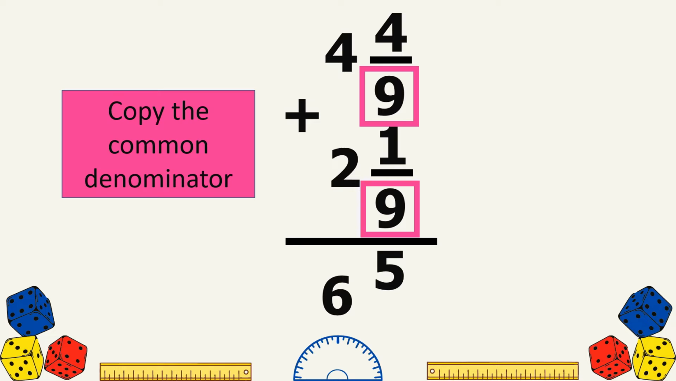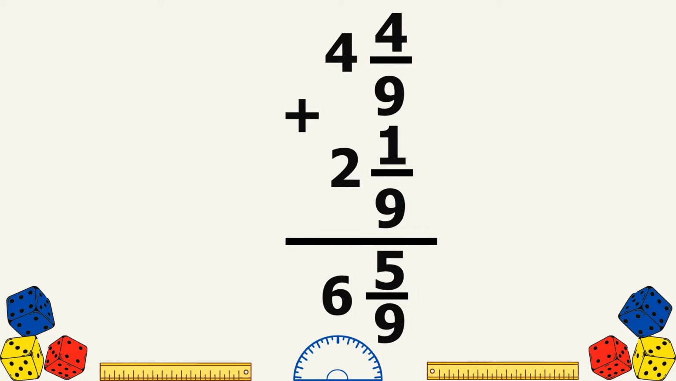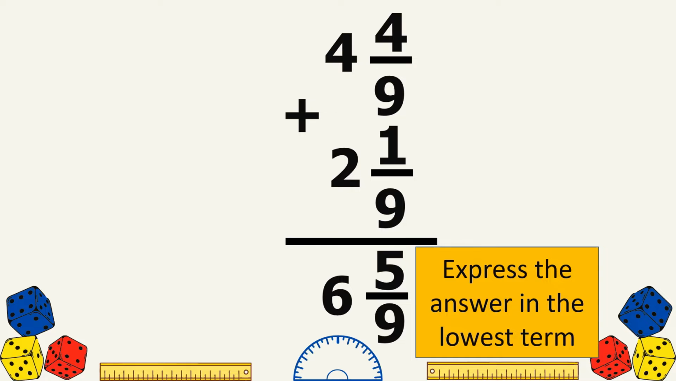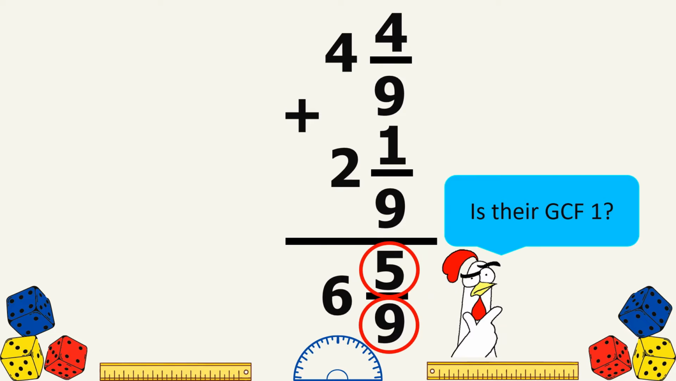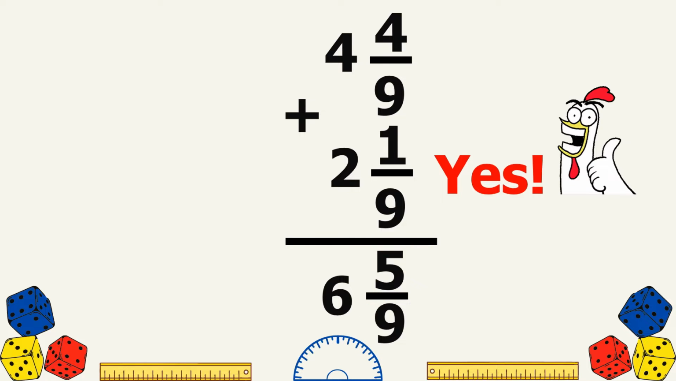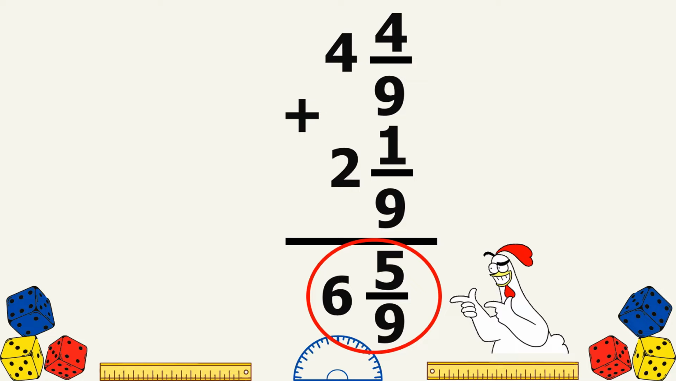Then copy the common denominator, which is 9. Then we need to express the answer in the lowest term. So let's see if the GCF of 5 and 9 is 1. And yes, it is. So that means 5/9 is already in the simplest form. And 6 and 5/9 is our final answer.